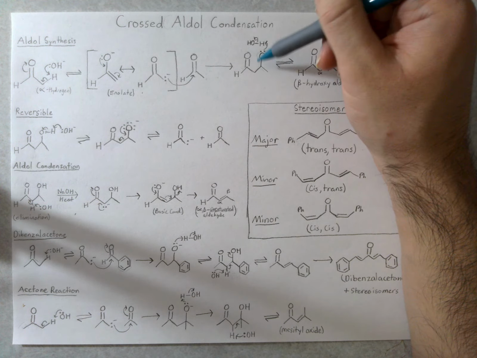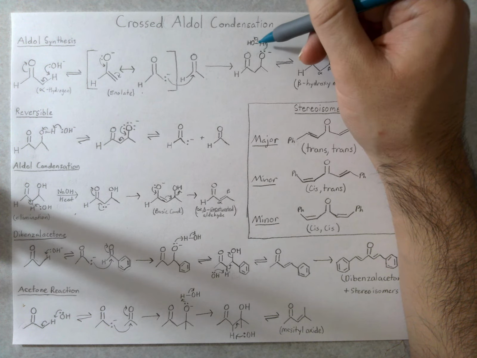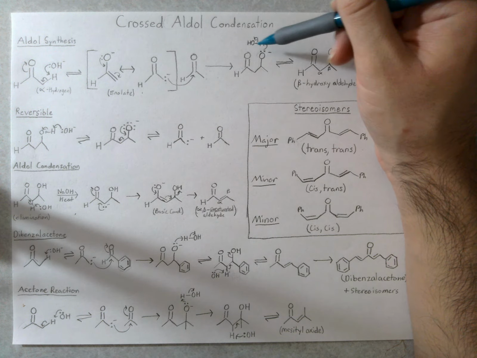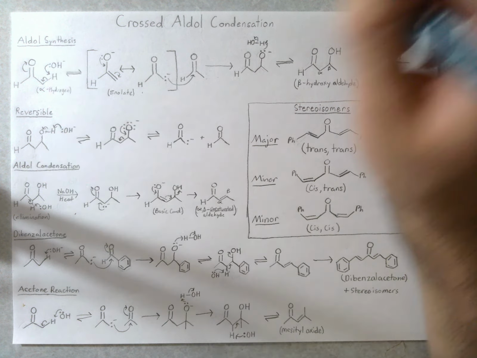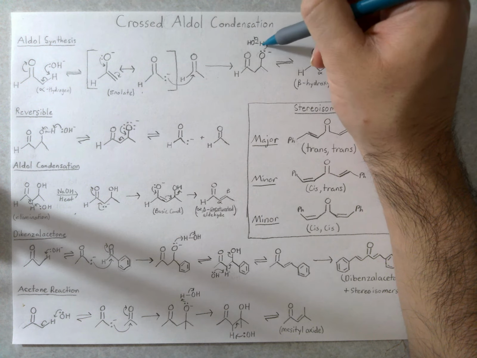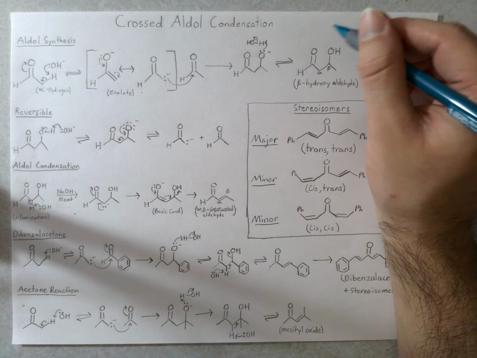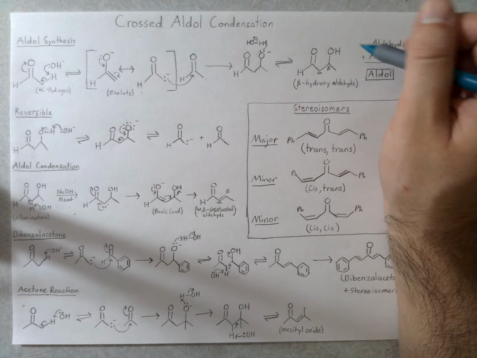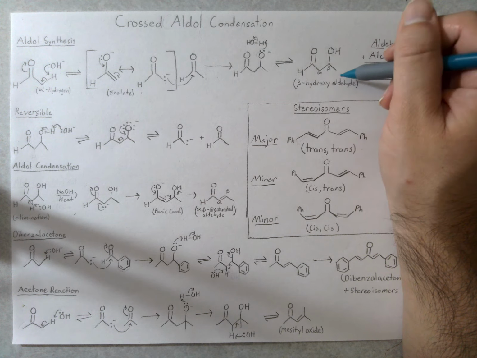So with that, the water molecule floating around in solution, likely added with the sodium hydroxide to form our hydroxide ion. The alkoxide will pull a proton off of the water molecule, and this will form our final aldol. So this would be a form of a beta hydroxyaldehyde.